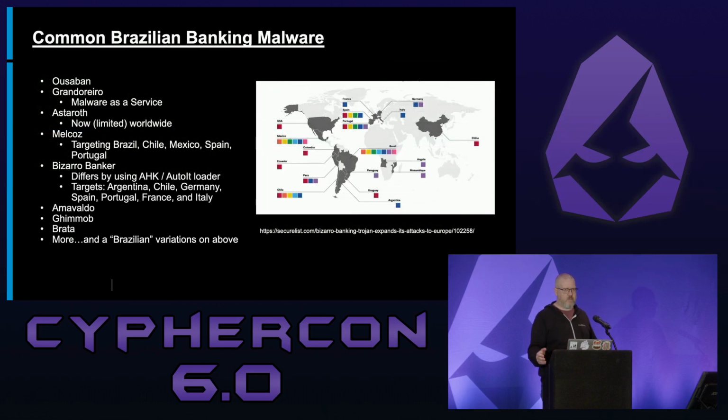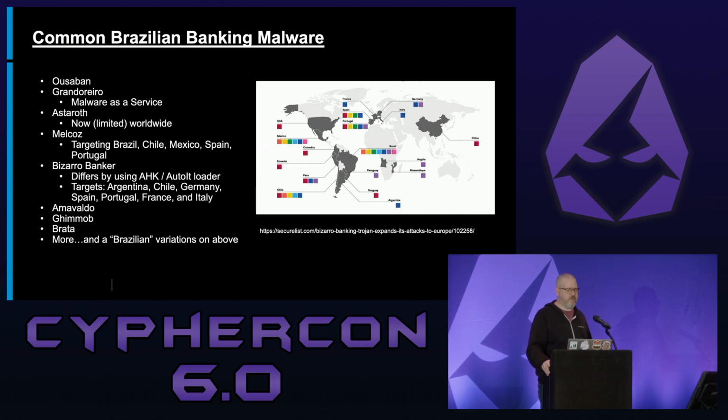And those two malware, Usman and Grana, aren't the only malware in town. There are a ton of others, and they target all over the world. Astaroth started out as a Brazilian banking Trojan. Now that's more of a commodity malware. They target Brazil mostly still, but there is other targeting with those. Malcaz targets more Central and South America.